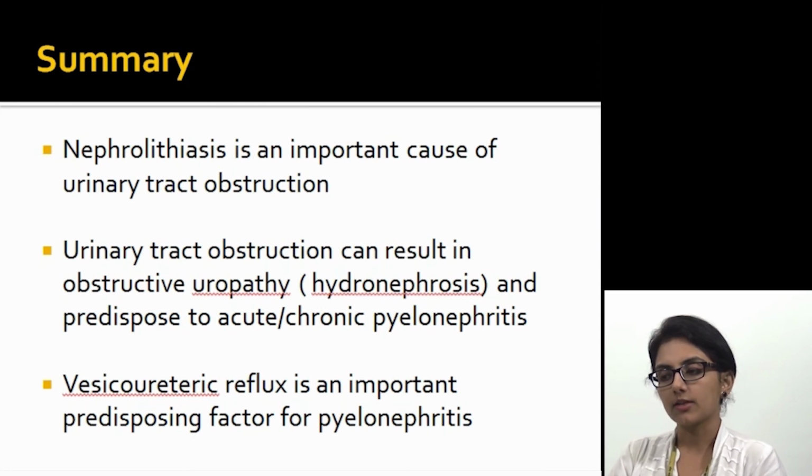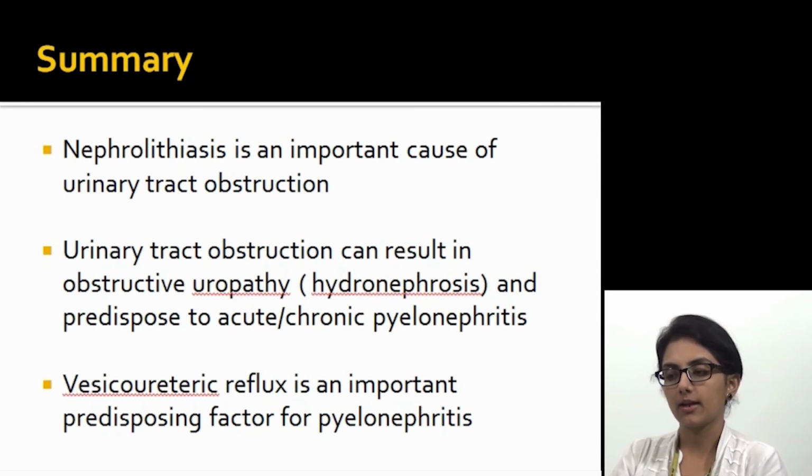And this urinary tract obstruction can result in an obstructive uropathy or hydronephrosis and predispose to an acute or chronic pyelonephritis. And another important predisposing condition for pyelonephritis that we should keep in mind is vesico-ureteric reflux.